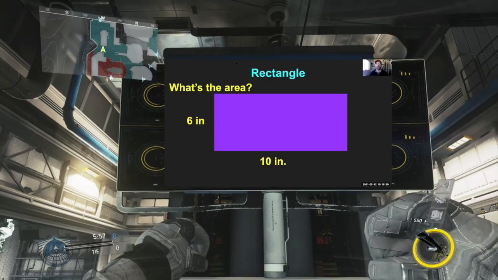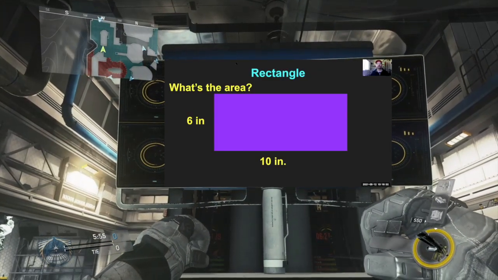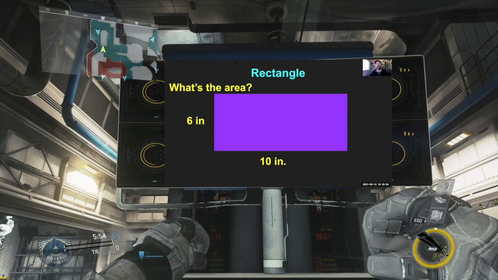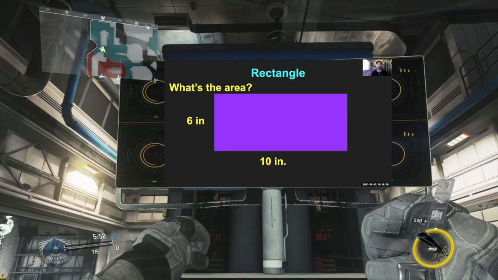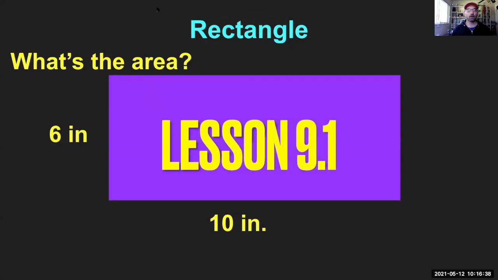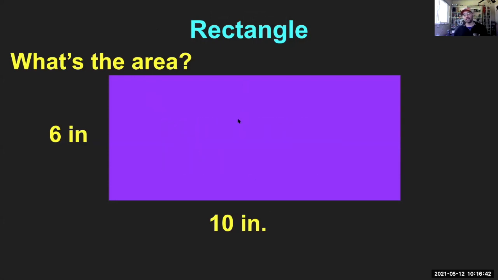Hi, everybody. Welcome to math. So we're starting our unit on geometry now. And for this, we're going to review something that we've done before, which is how to find the area of a rectangle. Now, this should be pretty easy for you, right?